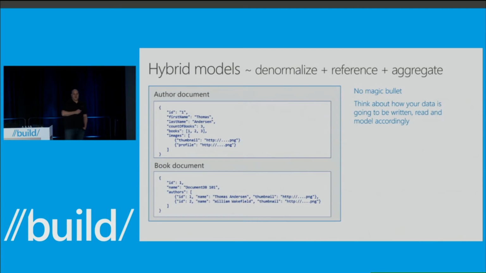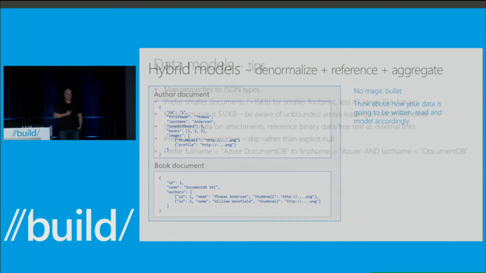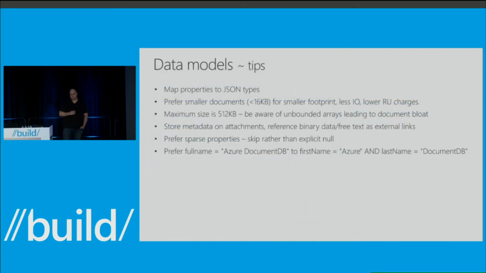You can also aggregate these things, so you can have hybrid models where some of your data is normalized and some of your data is denormalized. Some tips on JSON data modeling: I'm just going to flick through these slides quite quickly because I want to get to the next part and I'm running out of time. The slides will be available afterwards so you can have a look at those.